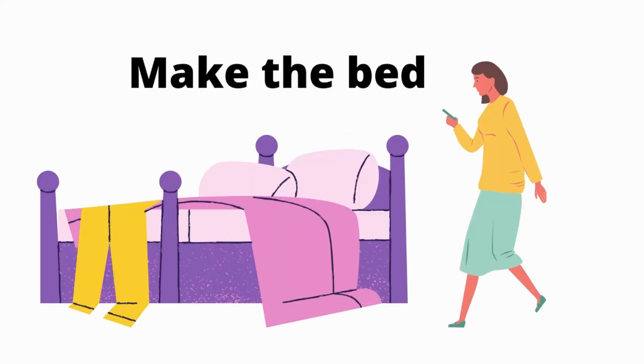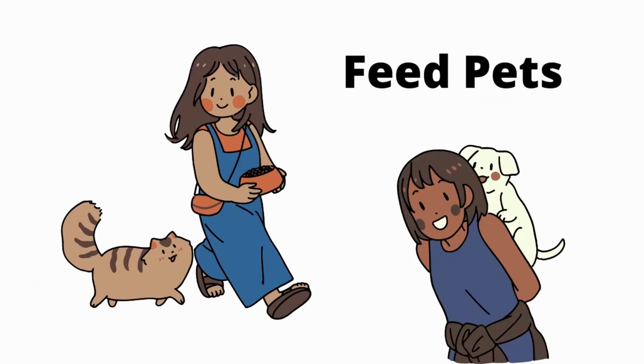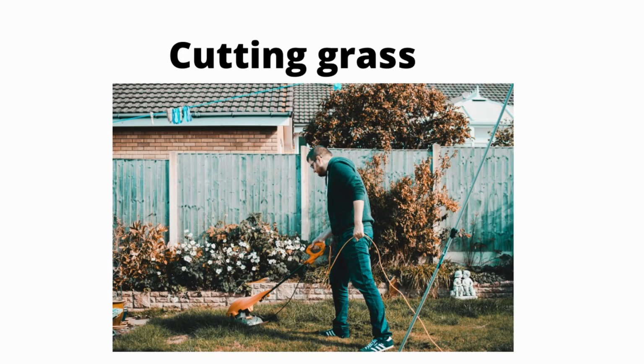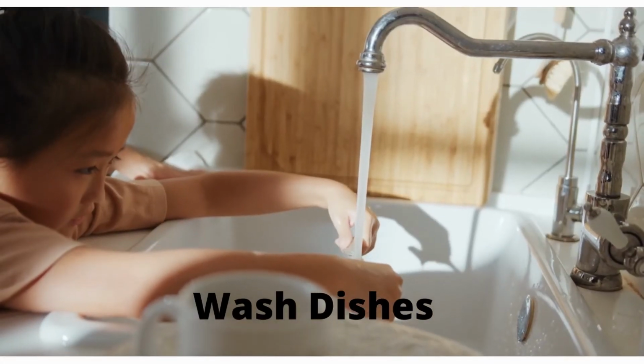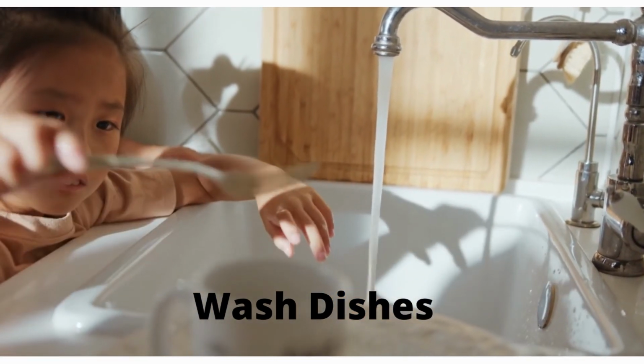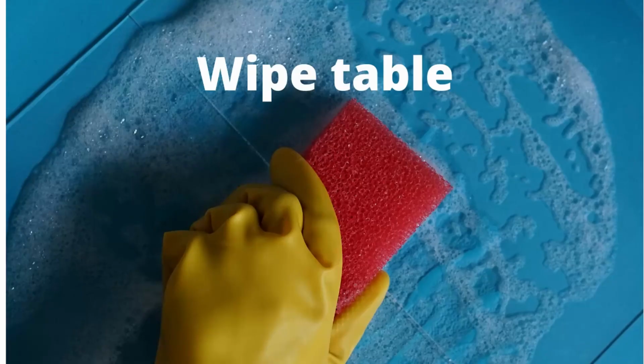Sweeping is one of them. You can help sweep. Make the bed, especially when you get up in the morning. You can also help feed your pets or walk your pets. You can help your mommy cook or set the table. You can help daddy when he's cutting the grass by raking it. You can help wash the dishes as well. Or you can help wipe the table when everyone is finished having breakfast.